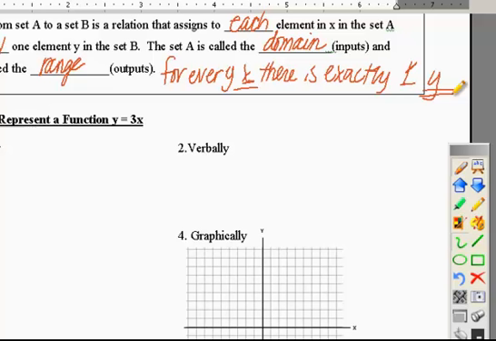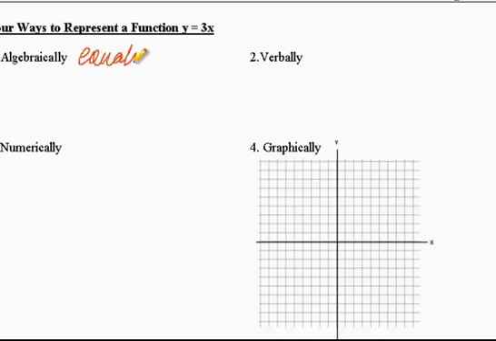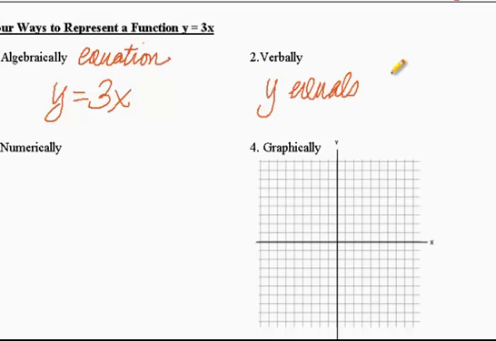Your book describes 4 ways to represent a function. We're going to give you just a general linear function, y equals 3x. Algebraically, it just really means use the equation. Okay, so the equation here is y equals 3x. Verbally means how would you say this to me if I said, what does this equation mean? And you would say y equals 3 times x, or 3x. And I'm kind of okay with either. It's that idea that you can put it in words.